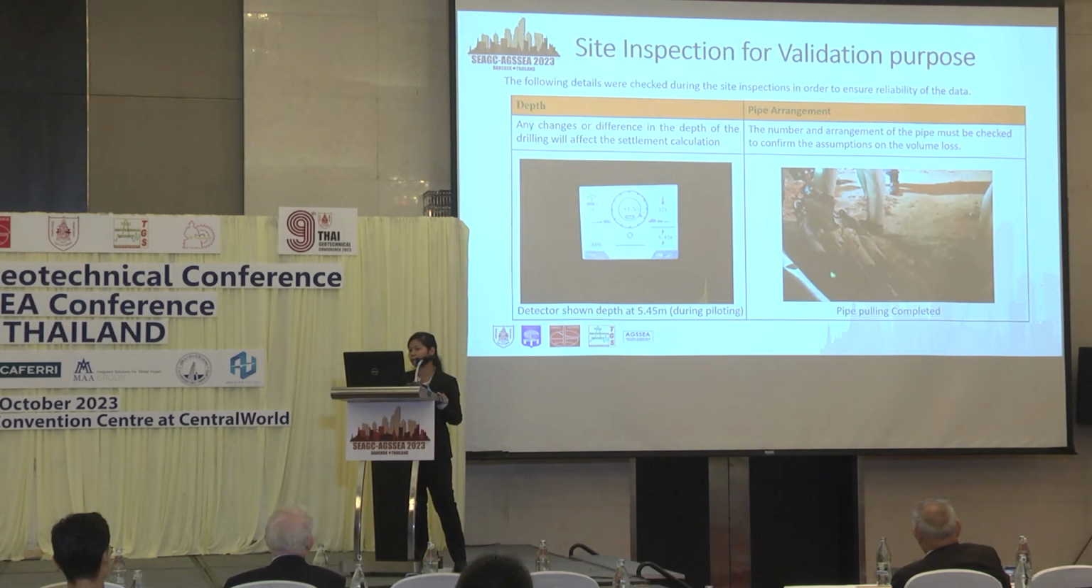Okay, so site inspection for validation purpose. We carry out this site inspection to ensure the reliability and accuracy of the data. The first one is depth. We need to check the depth because any changes in depth or size will affect the settlement calculation, so you need to check the depth during the piloting whether it is the same as the proposed design. The second one is the pipe arrangement. The number and arrangement of pipes must be checked to confirm the assumption of the volume loss.